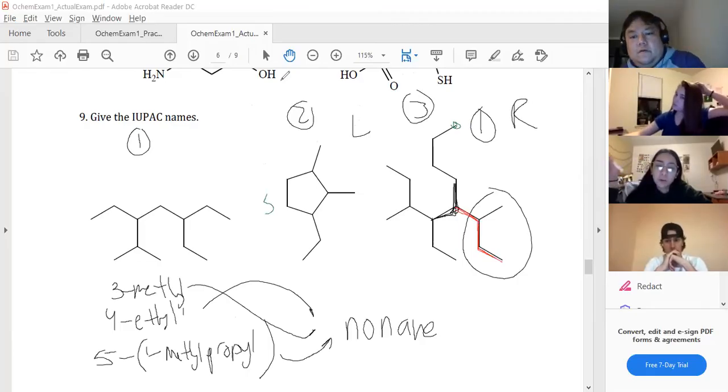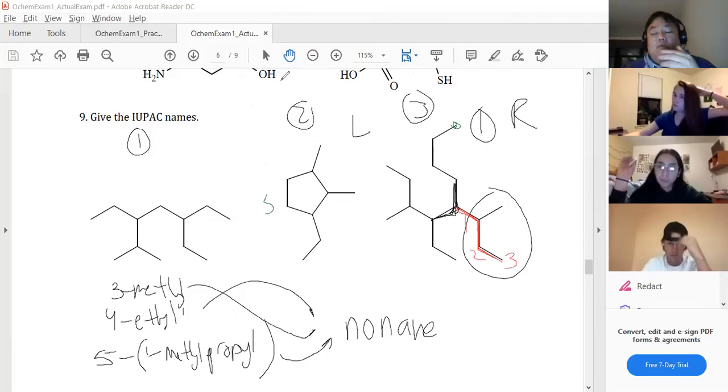And then you just put 1 methyl, because it's 2, 3. Yep, I start numbering away from the chain. So that's why that's 1 methyl propyl. Are you guys good with that?